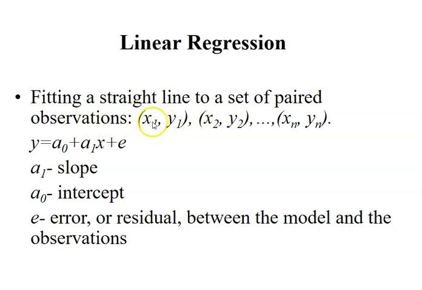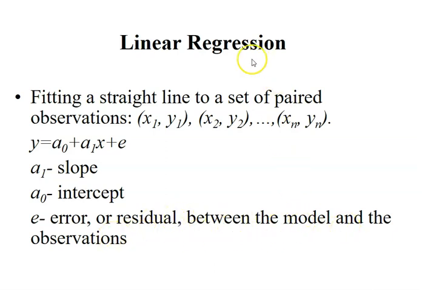So here, let's say you have your data x1, y1, and your second data x2, y2, and so on. All right. So this is the formula. I'm sure everyone is so familiar with this formula. Y equals a0, what is a0? It's an intercept, plus a1x. a1 is a slope. And e here is actually an error or residual, which exists between the model and the observations.